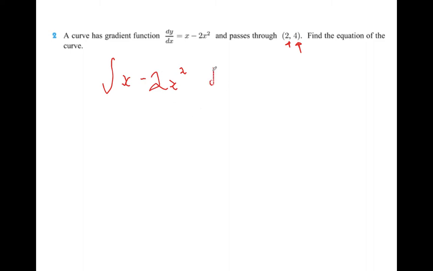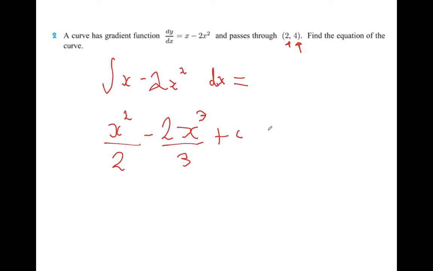When you integrate, you also put d letter. So dx means it's in terms of x. So we're going to integrate first of all x. This becomes x to the power of 2 over 2, minus 2x increases by 1 to the power of 3 over 3, plus c. Now, we are going to say that this now equals y.